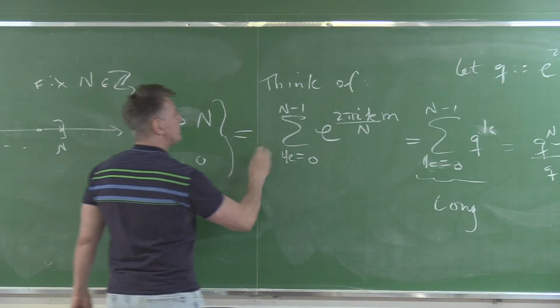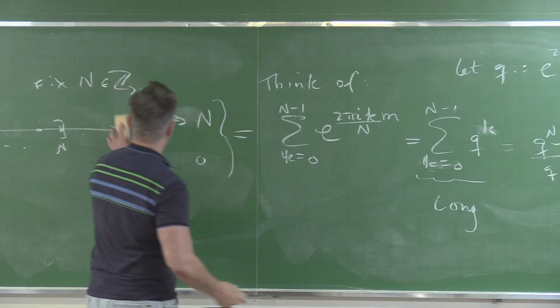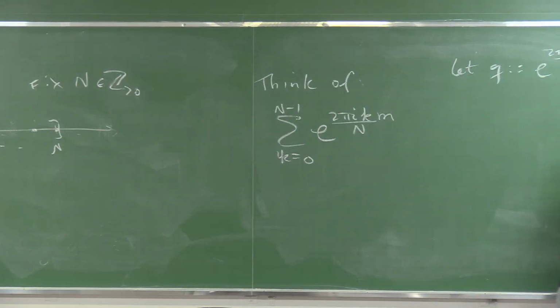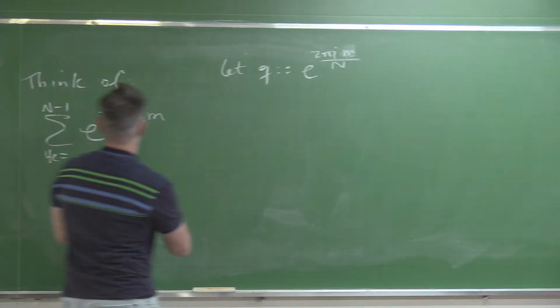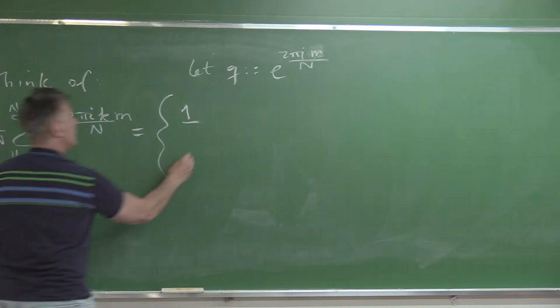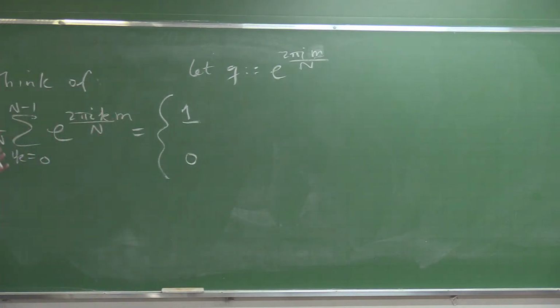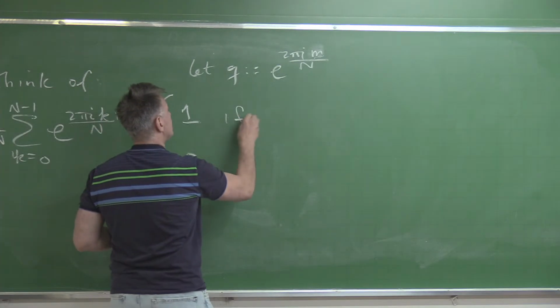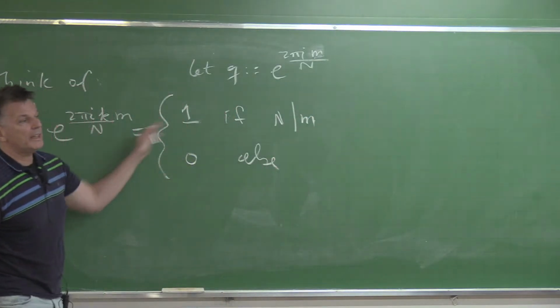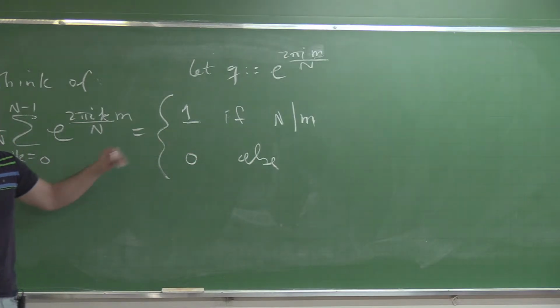So let me write it like this. Let's think about it again. So this is equal to 1 if we normalize by n, or 0. It's equal to 1 if n divides m and 0 else. Why is it 0 else? Well, I just erased the proof. That was the proof, right? Because q to the n equals 1, and then q minus 1 is 0, and so on. So that was the proof. We just erased the proof conveniently, but that's okay.